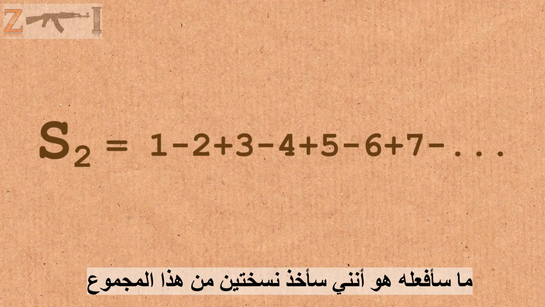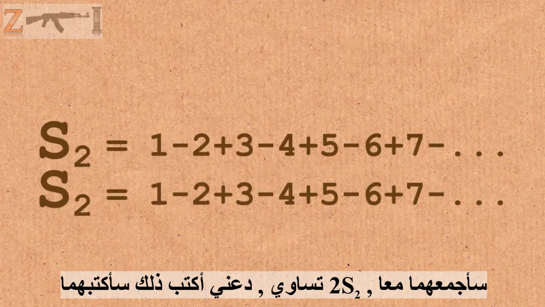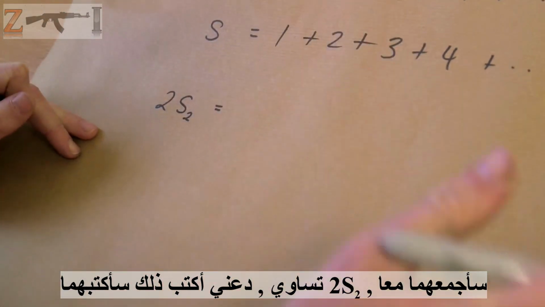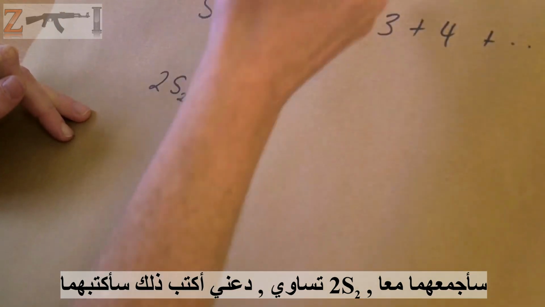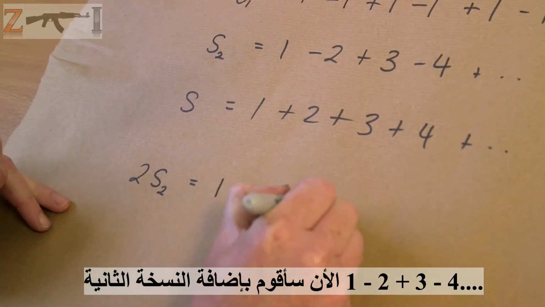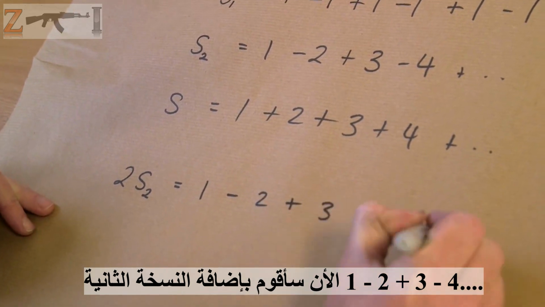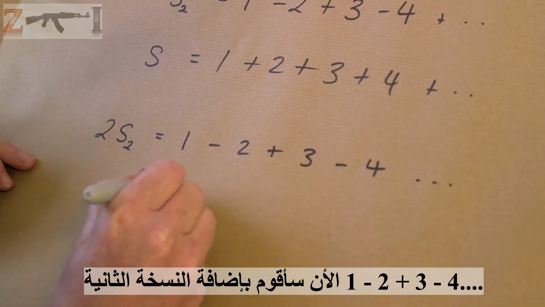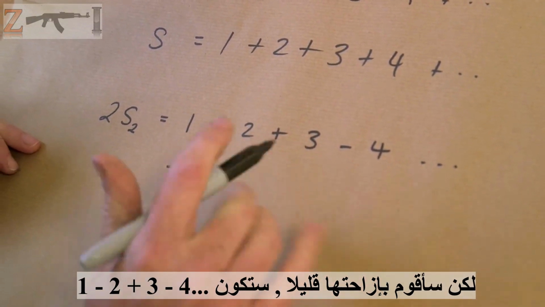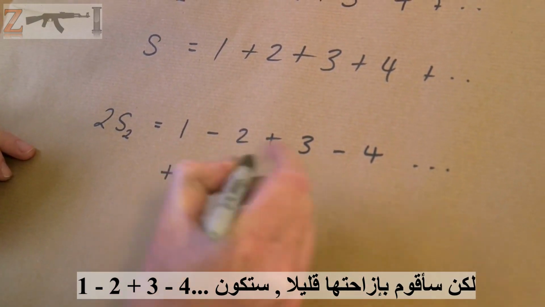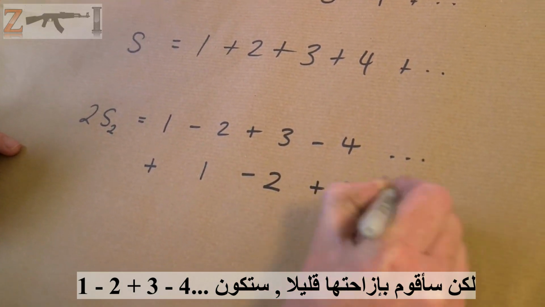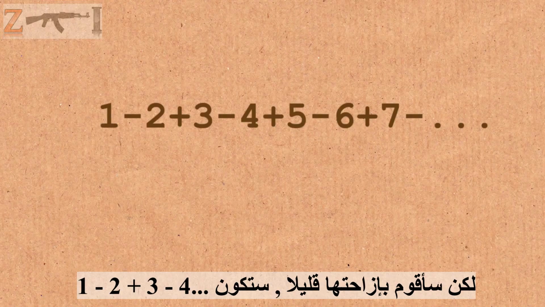So what I'm going to do is take 2 copies of this S2. I'm going to add it to itself. So 2 times S2 is equal to, well, let me just write it out. I'm going to write it out twice. 1 minus 2 plus 3 minus 4, and so on. And then I'm going to add it to itself, but I'm going to shift it along a little bit. So that's plus 1 minus 2 plus 3 minus 4, and so on.